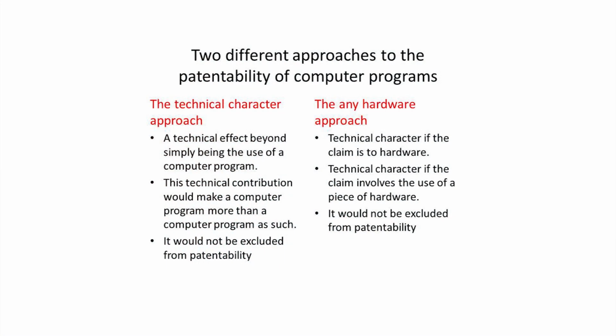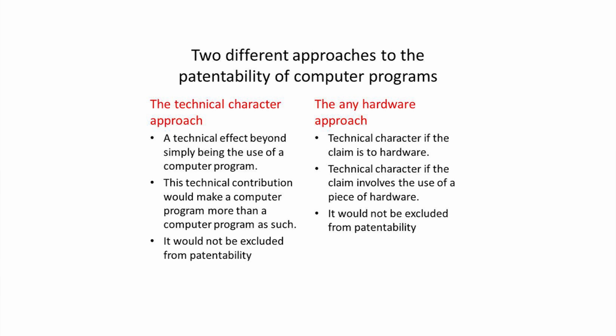The technical character approach asks whether the invention has a technical effect, whether it makes a technical contribution to the prior art. If not, it is excluded. But a technical contribution would make a computer program more than a computer program per se. This was the approach adopted in Gale and Fujitsu, and the approach of the English courts was similar to that adopted by the EPO Board of Appeal in Vicom.